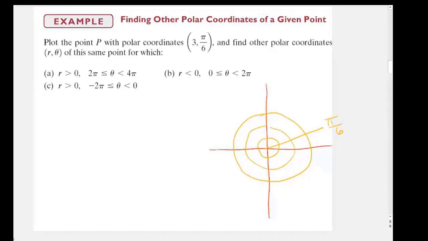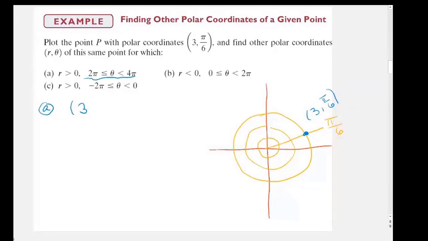Now I have my original point, which is (3, π/6). Part A says, I want r to stay positive. It says find other polar coordinates (r, θ) of this same point. So if r is greater than 0, it's got to be 3. And now it's saying that my theta is between 2π and 4π. So this is obviously between 0 and 2π.